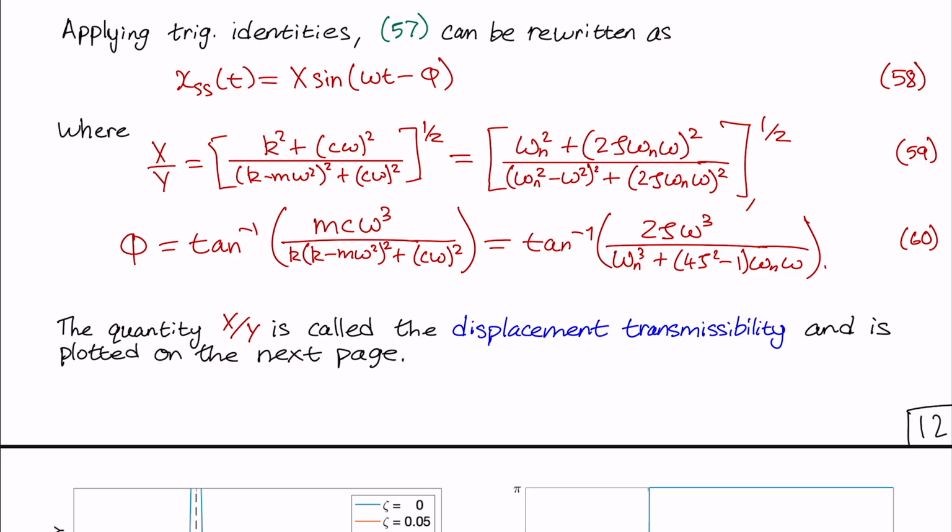All right, where this quantity, big X over big Y, is called the displacement transmissibility, and is plotted on the next page. I'll give you a moment to catch up.